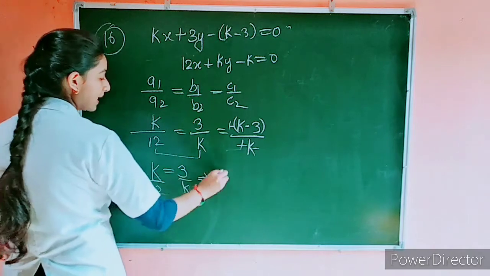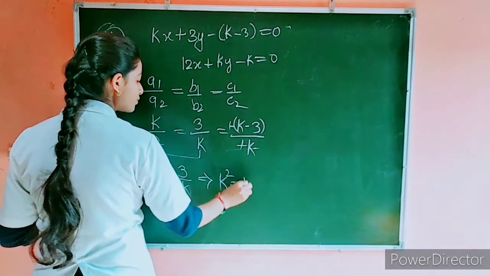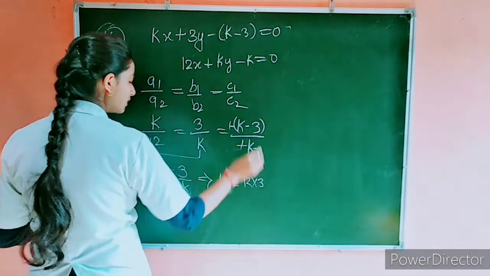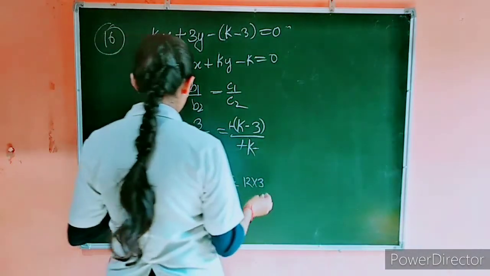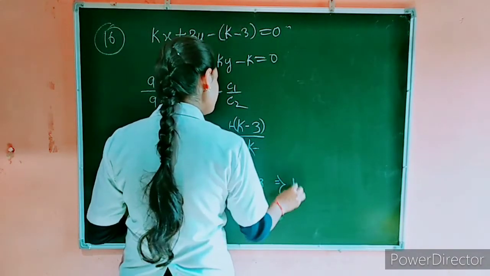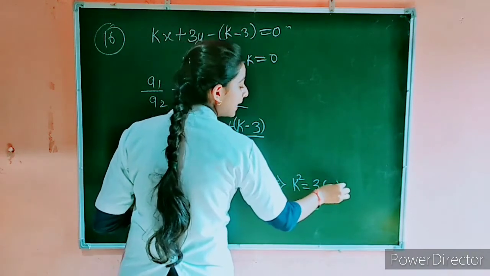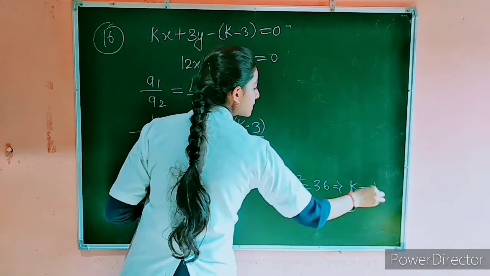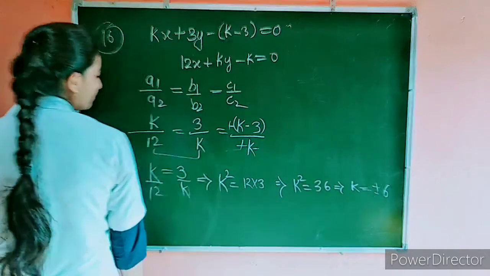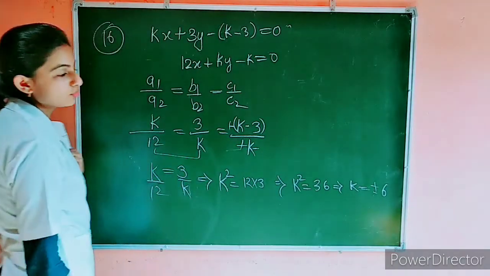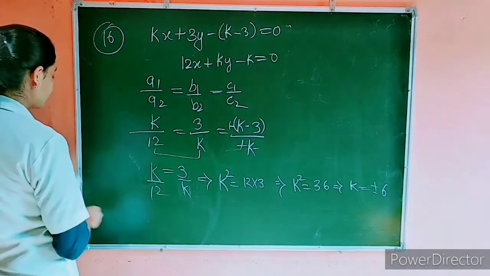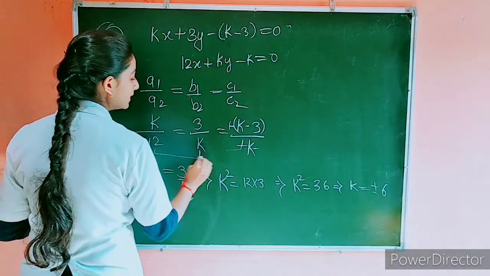This implies k square equals 12 into 3, so k square is 36 and k is plus or minus 6, because the square of 6 is 36.